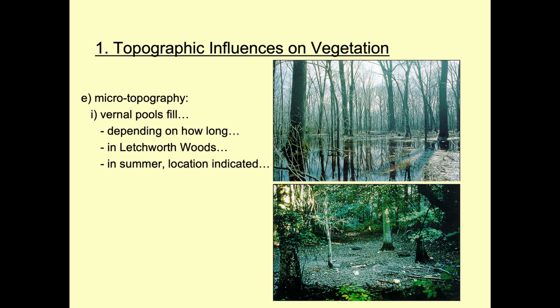So in the summer, the location of where the vernal pools were is indicated actually by the trees' water-stained trunks. So we can see the level of the vernal pool in this picture on the bottom right with the water-stained bark. That is the level those tree individuals were in.